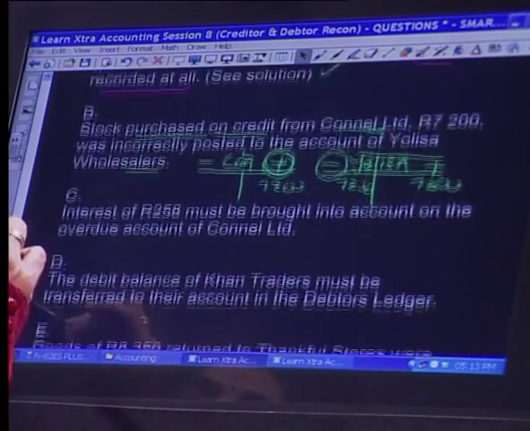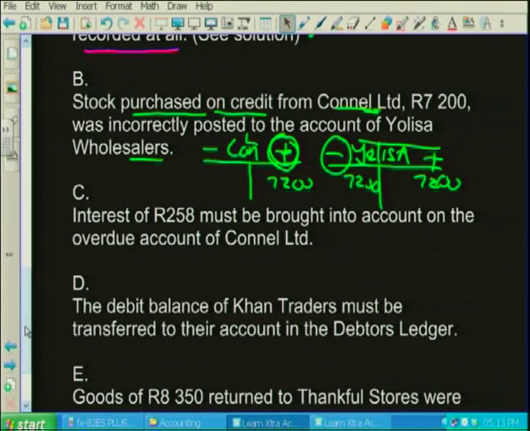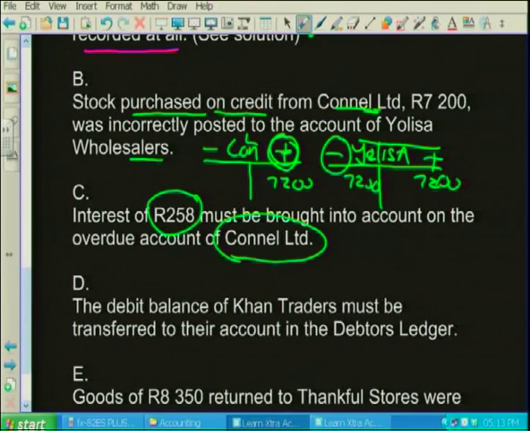Right, error C. Interest of 258 Rand must be brought into account on the overdue account of Cornell Limited. Okay, so lots of adjustments here with this particular creditor. Right, so we've been buying a lot on credit. We haven't paid our account on time, and as a result, we're now being punished. We have to pay a further 258 Rand. They are now charging us interest of 258 Rand.